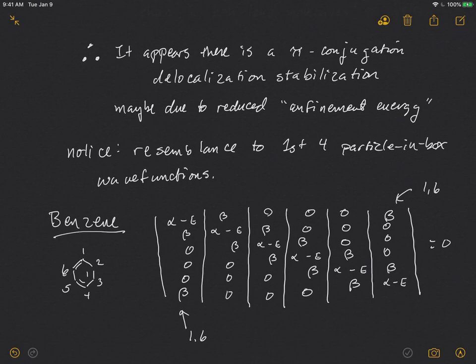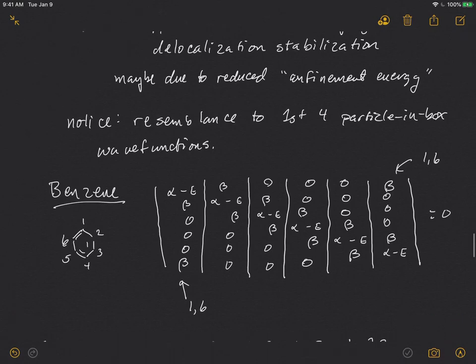Now if we move on to benzene, not only does that have more atoms and a bigger matrix, we have these alpha minus e's all along the diagonal. We have the betas in the just off-diagonal terms there, indicating the various neighbors, 1 and 2, and 2 and 3, and 3 and 4, and 4 and 5, and 5 and 6. All of those would give rise to beta terms there. And then there's this additional beta in the corners related to the atoms 1 and 6.